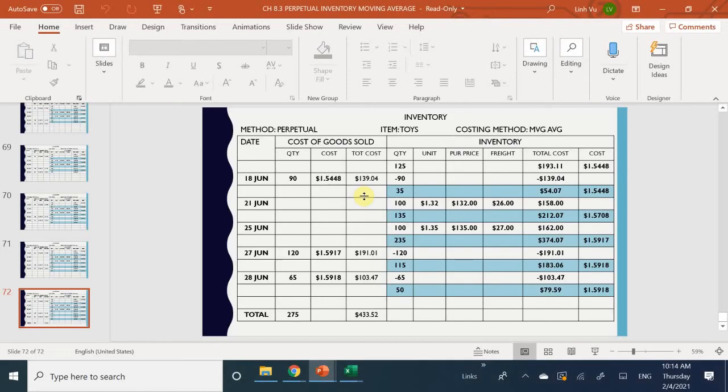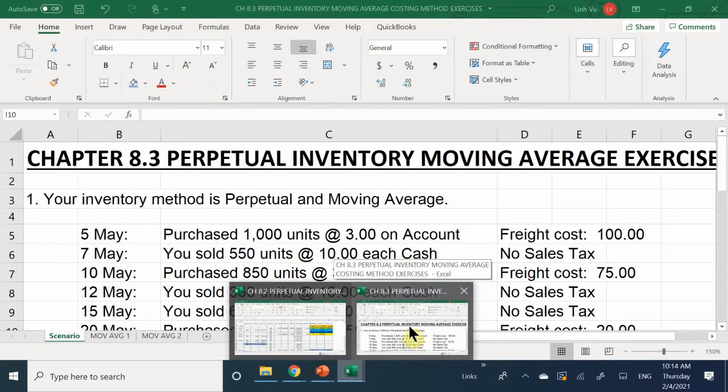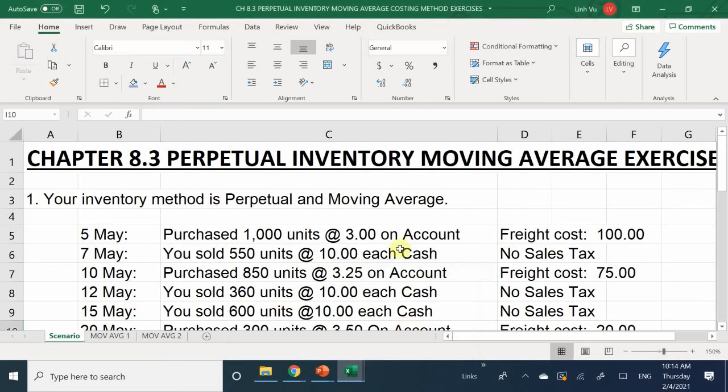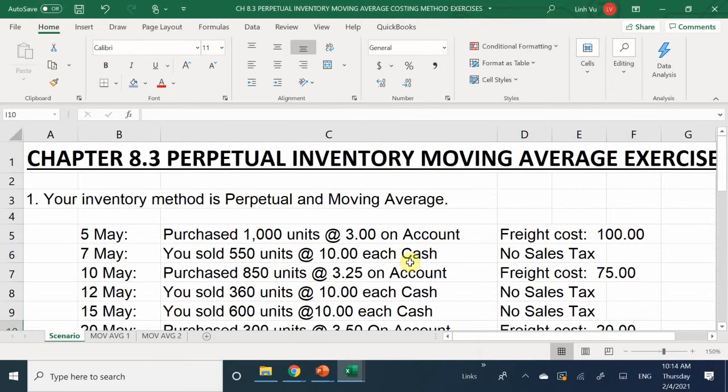And that is it. This is the easiest one. When we do it in Excel, it's going to be a lot quicker than the other two. This is one of the more common ones you're going to encounter because most businesses, instead of keeping track of every single item or every batch that they buy, will most likely use the average cost.